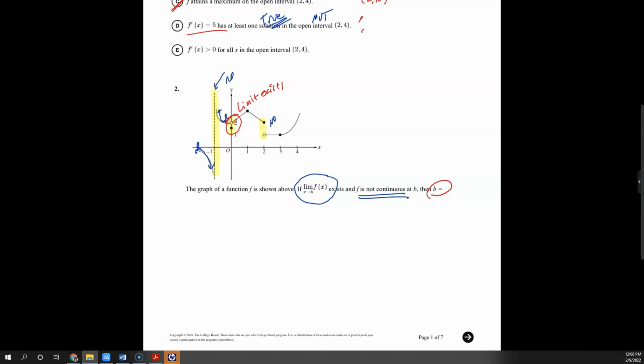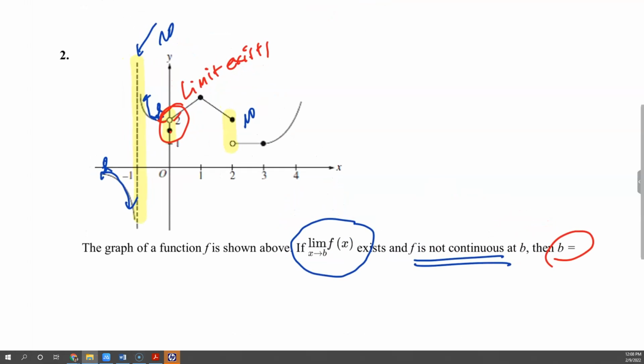Wait, but where does it tell you where b goes to? It just says b is just an x value, because it says the limit as x approaches b exists and it's not continuous. What could it be? Yeah, so we wrote it all.